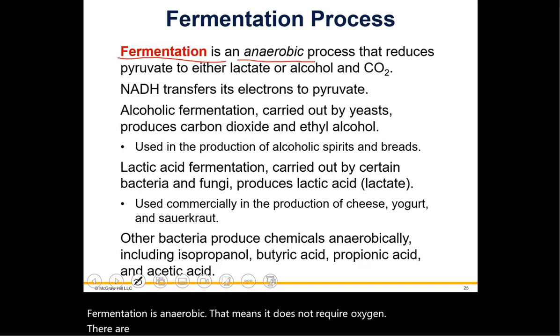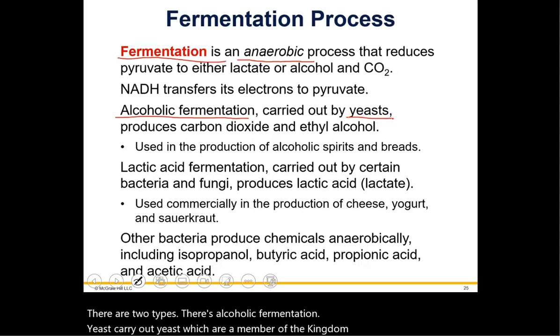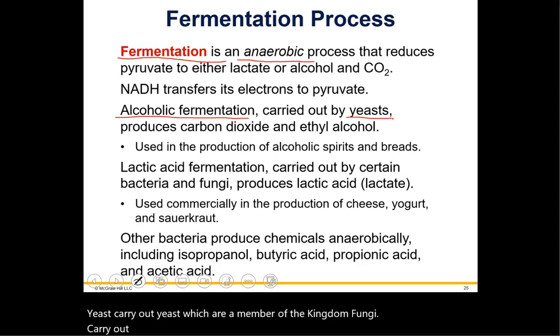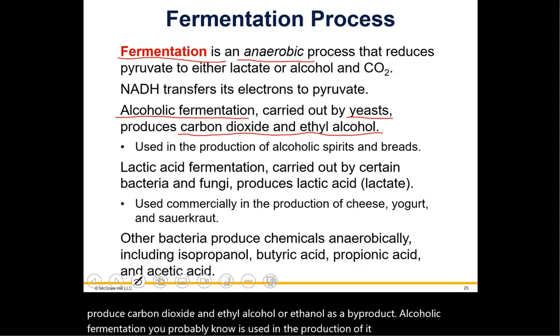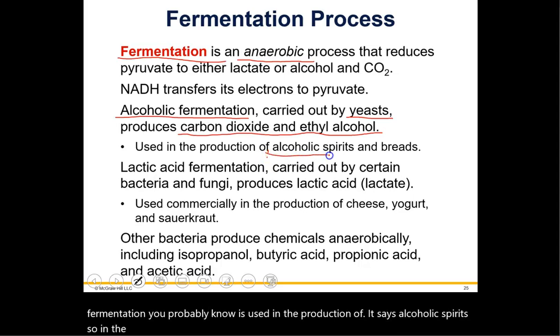There are two types. There's alcoholic fermentation. Yeast, which are a member of the kingdom fungi, carry out alcoholic fermentation. And what they do is they break down glucose and produce carbon dioxide and ethyl alcohol or ethanol as a byproduct. Alcoholic fermentation, you probably know, is used in the production of alcoholic spirits, so in the production of alcohol that people drink or consume, and also in the production of bread.